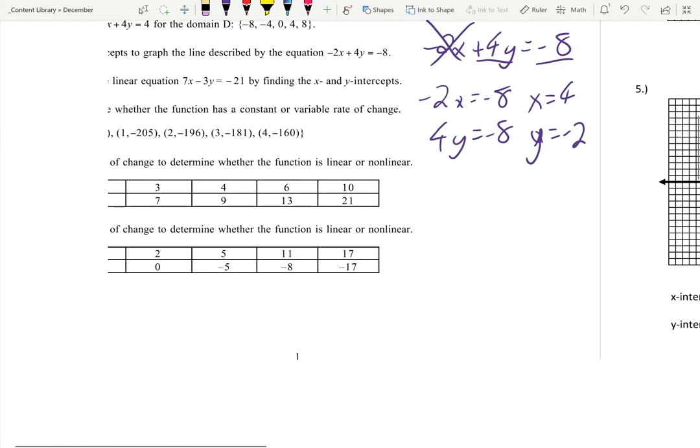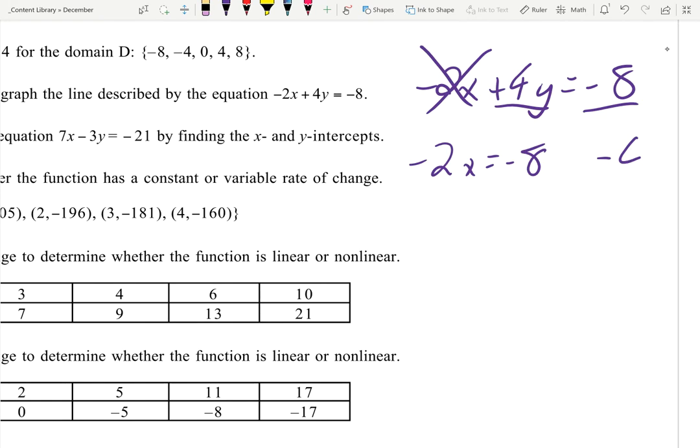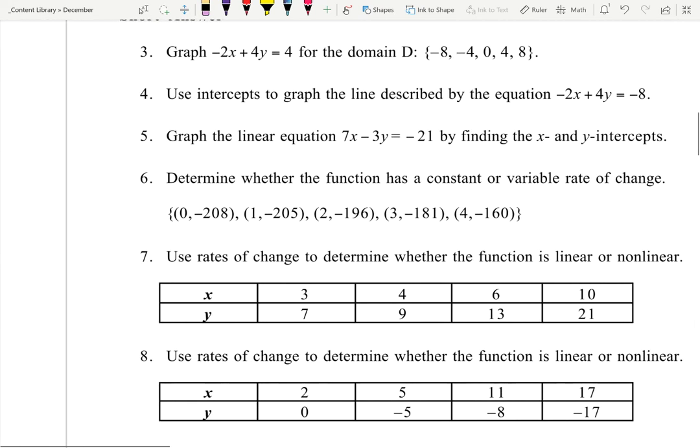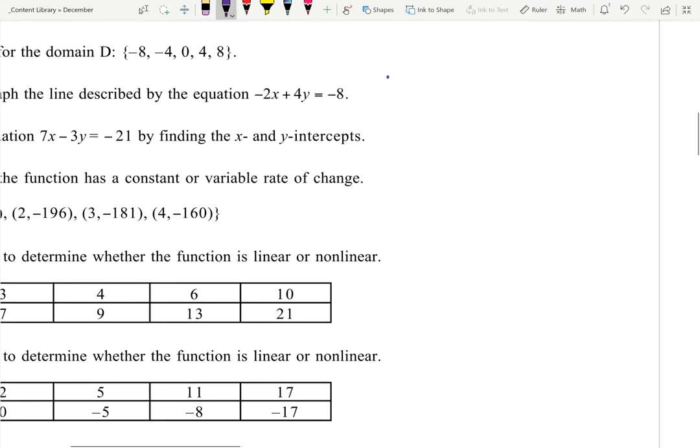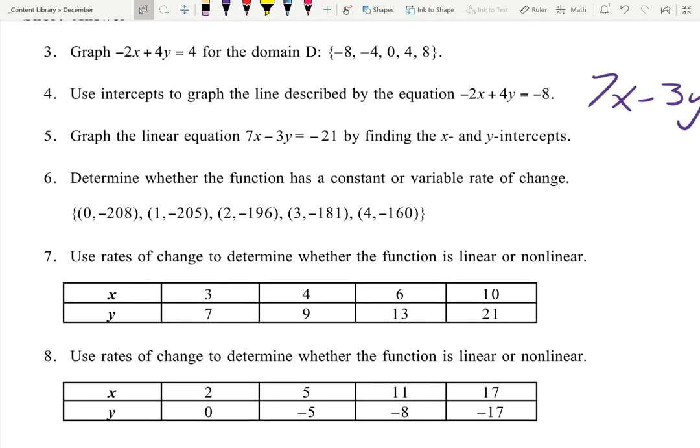Number 5 is exactly the same problem, basically. So we shouldn't have any problem with that. Let's try it, though. So number 5, we have the equation 7x minus 3y equals 21. So again, same idea. Graph it using the x and y intercepts.